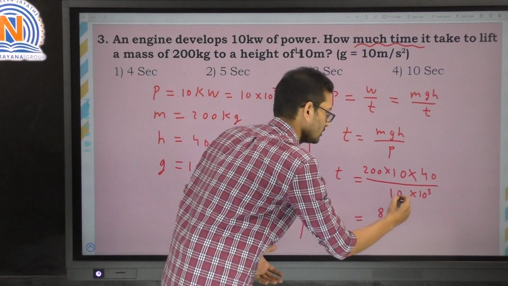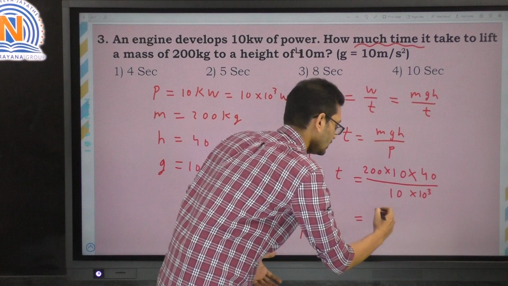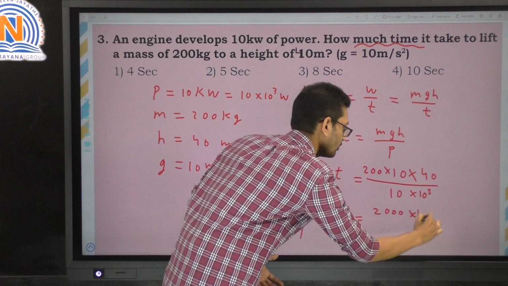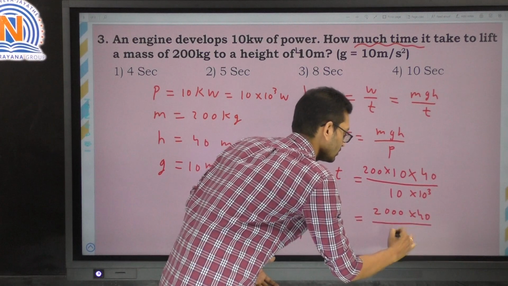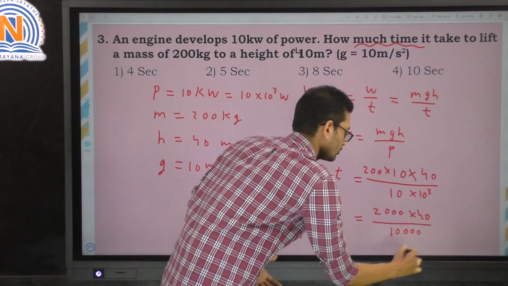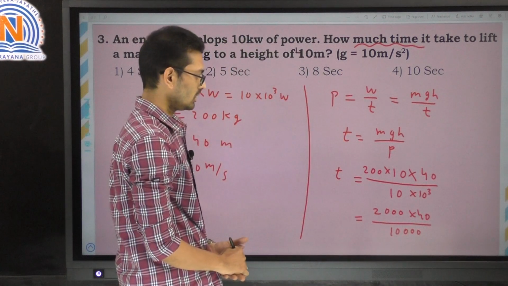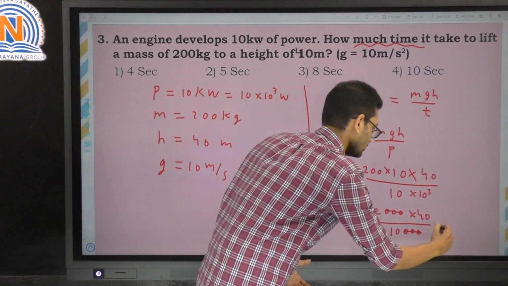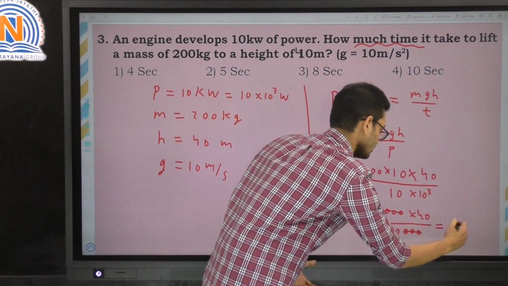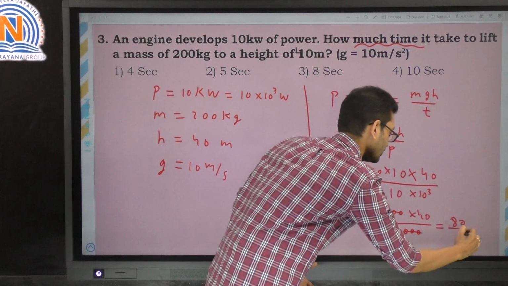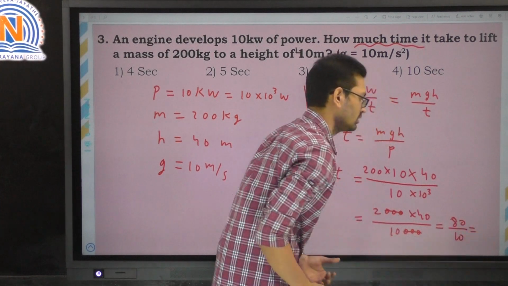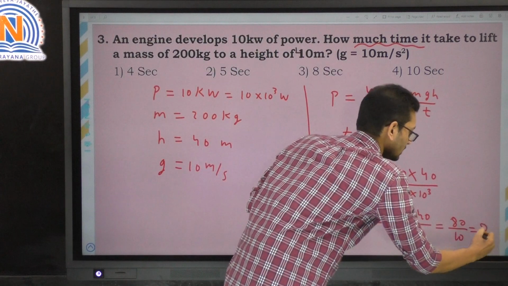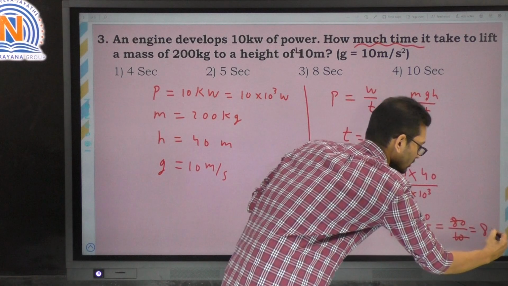So okay, we'll write it completely. 200 into 10, we'll write it as 2000 into 40 by 1, 2, 3, 4. Right, now we'll cut 3, 3. 80 by 10. You're going to get 80 by 10 is nothing but 8. So 8 seconds.